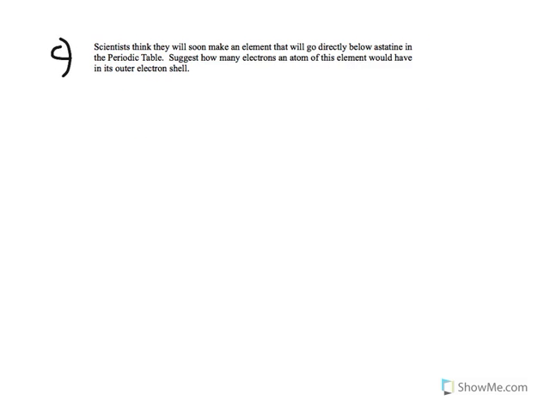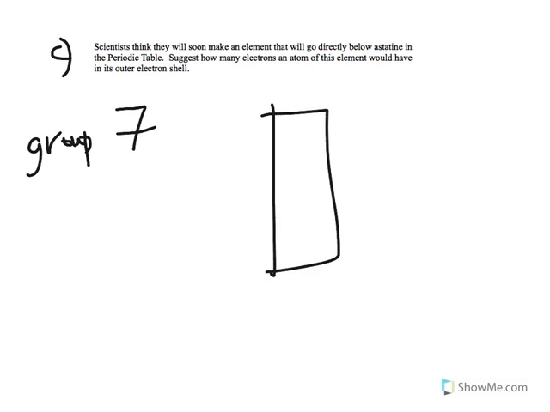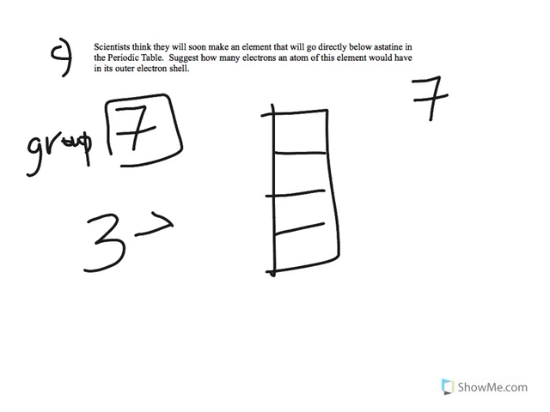Alright, so scientists think they would soon make an element that would go directly below astatine in the periodic table. So astatine is in group 7, yeah? Okay, now from your knowledge of groups, groups are basically the vertical columns in the periodic table. What happens in a group is that all of the elements in the group have the same number of electrons in their outer shell. And also the group number, which is in this case 7, tells you the number of electrons in the outer shell. So that means if I'm in group 3, the elements in that whole group will all have 3 electrons in the outer shell.